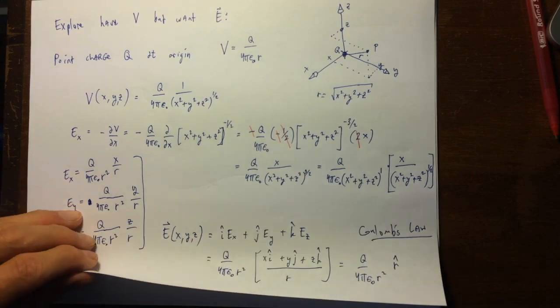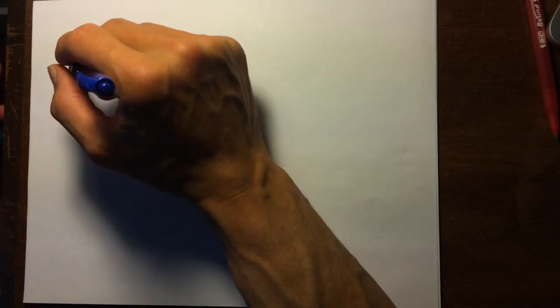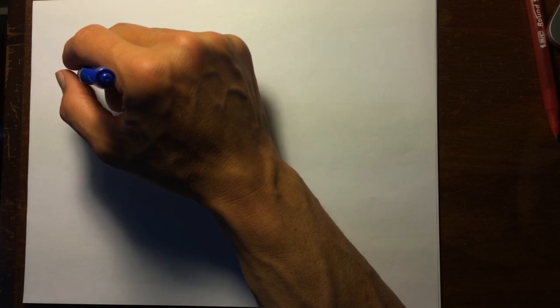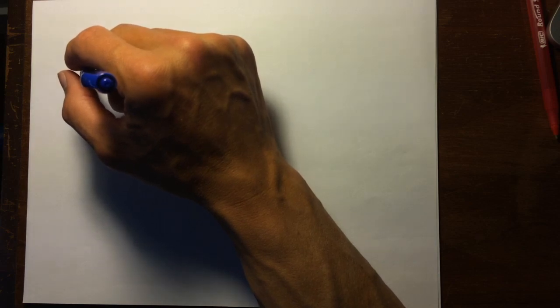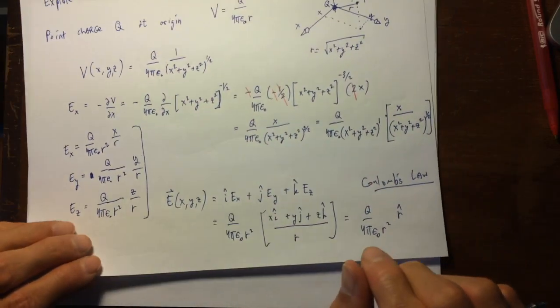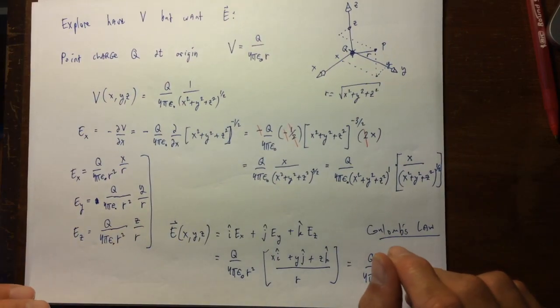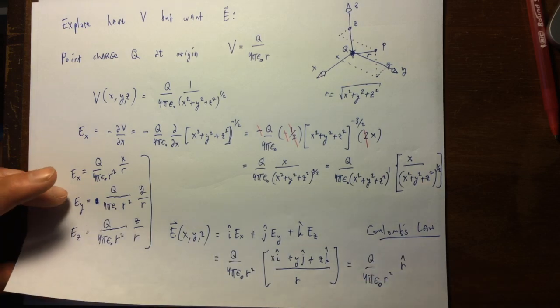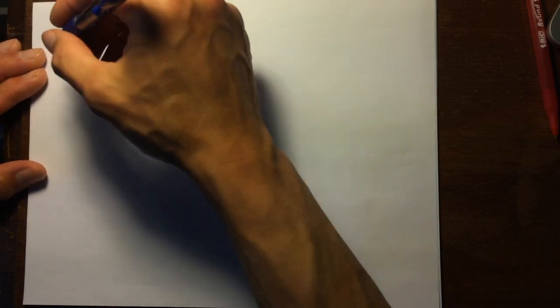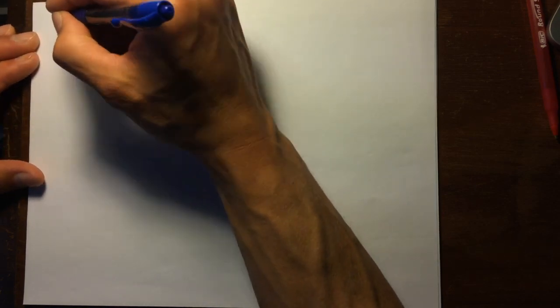Cool. Another example. Well, actually, I don't think I need another example. You kind of see how I had to be really careful. You know what? Yeah, I think an example is important. So let's do a circular ring of charge.